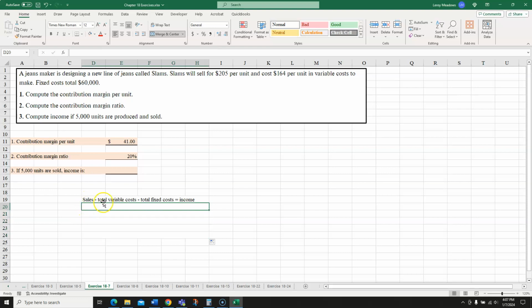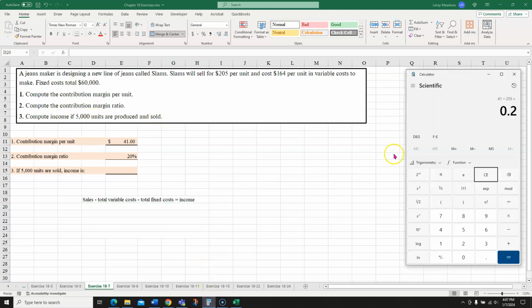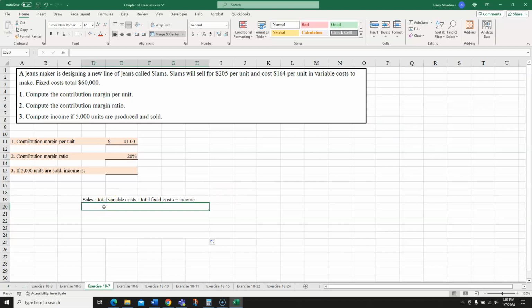So sales minus total variable cost minus total fixed cost equals income. So if 5,000 units are produced and sold, how much are going to be my sales? Well, I'm going to take my sales price at $205 per unit and multiply that by the 5,000 units produced. So my total sales will be $1,025,000.